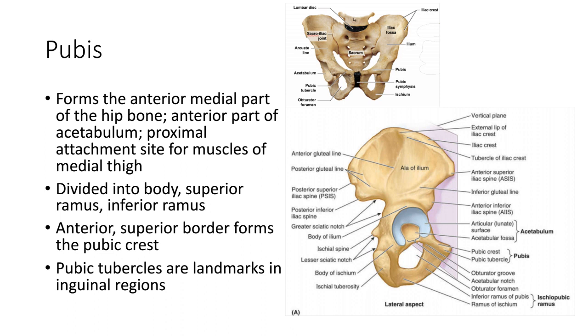The pubis forms the anterior part of the acetabulum, or hip socket. It is the proximal attachment site for muscles of the medial thigh, which are the adductors. The pubis is divided into a body, a superior ramus, and an inferior ramus. The anterior and superior border forms the pubic crest. The pubic tubercles are the landmarks in the inguinal regions on the pubis.